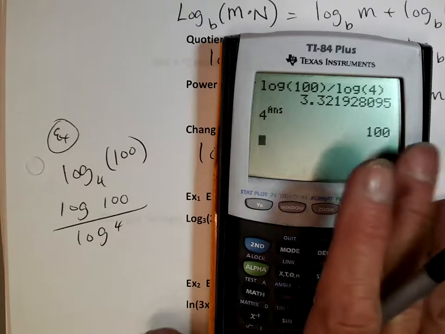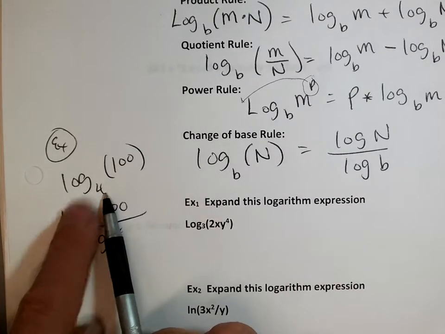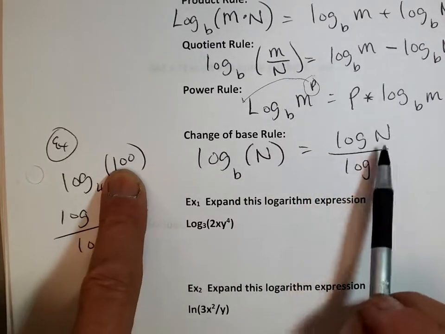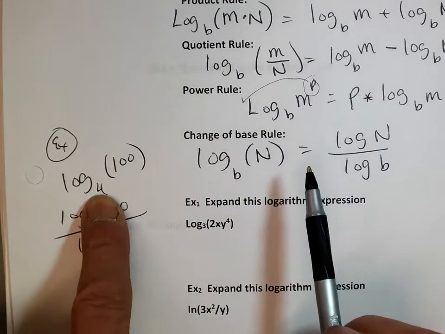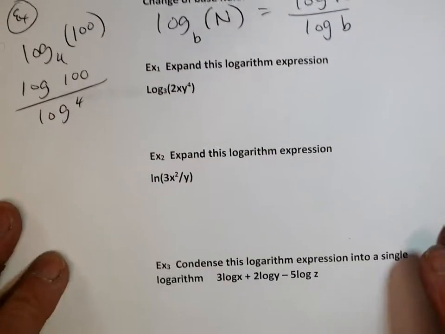So if you get a base that you can't do, because you can only do base 10 or base e, you can change it into calculator base, right? By doing the log of this number divided by the log of this number. And just use your calculator, okay? Thumbs up? Okay, now, example 1, expand, okay?